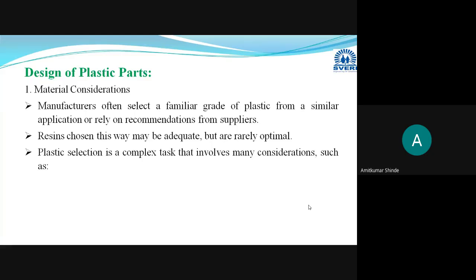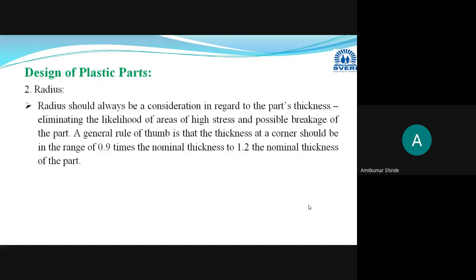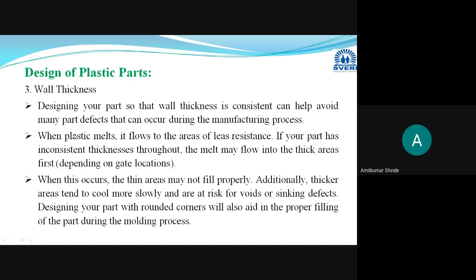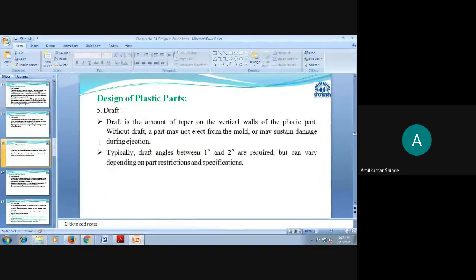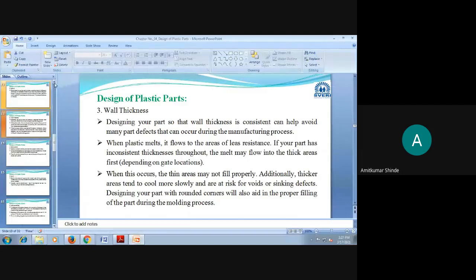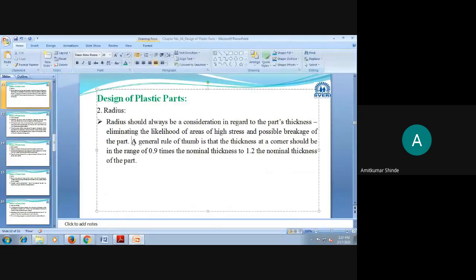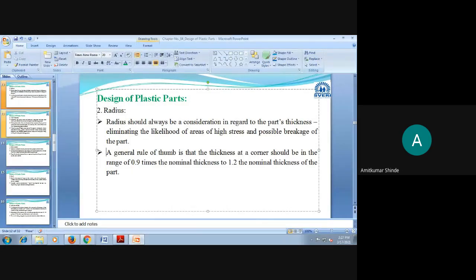Okay, first I will tell you the names of the 8 factors we are going to consider. First factor will be related to the material consideration. The second factor will be related to the radius, or you can say the design of the corner, how you are going to do the design of the corner.